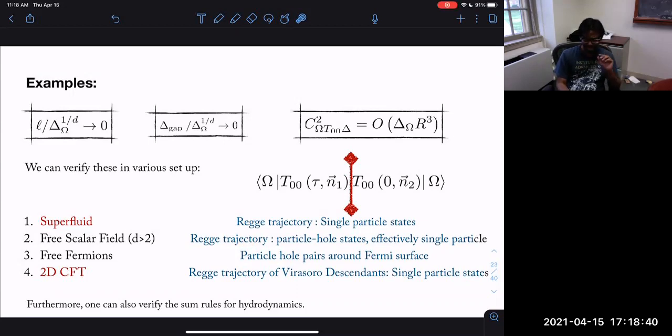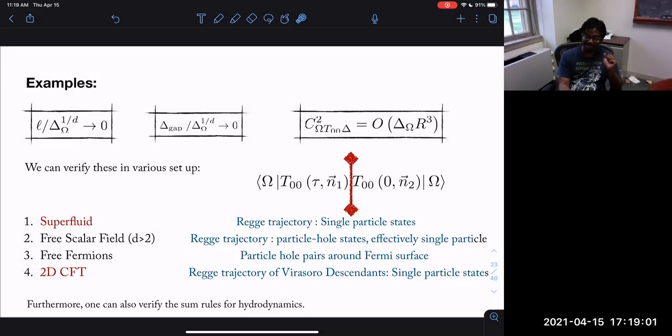For free fermions, things are a bit complicated in the finite volume case, but still you can show that there are particle hole pairs around the Fermi surface. And these are actual particle hole pairs in the sense that they are labeled by 2 parameters, unlike the free scalar field, and they saturate the sum rule.